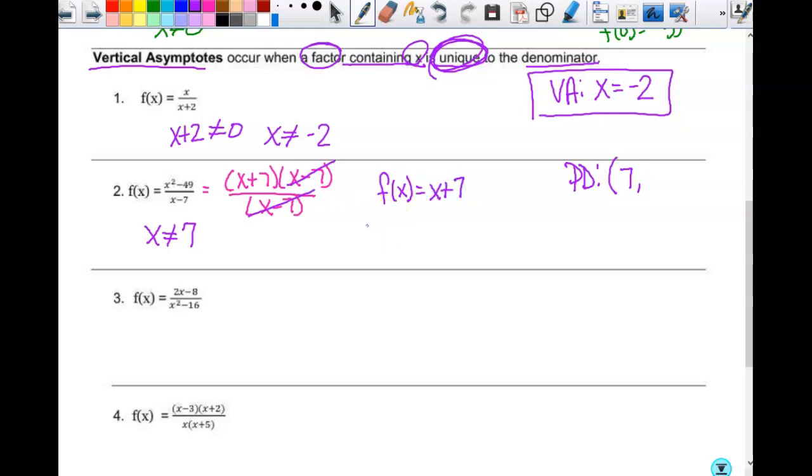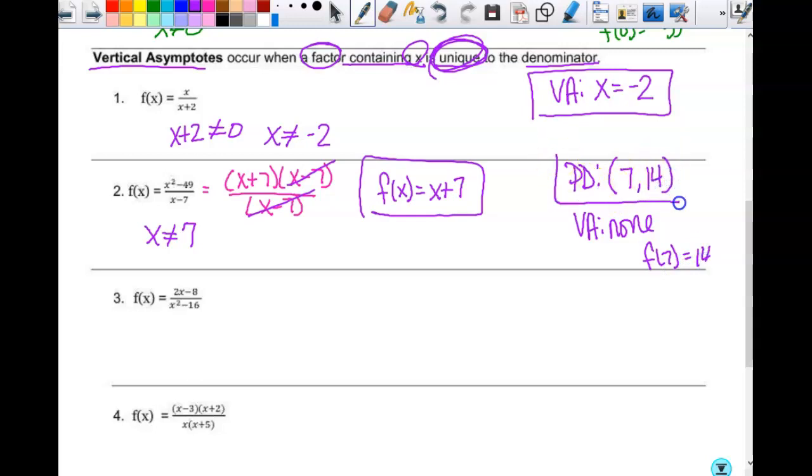Where did I lose you? Because I canceled it out. Because yes, there's something down there, but it's not unique to the denominator. And so that's what makes it a point discontinuity. So I'm going to graph a line. Do I have any vertical asymptotes? No. So vertical asymptotes, there are none. And then I have to find f of 7, which is 14. So I have a point discontinuity at 7, 14. And I know they didn't ask me for that either, but since we've already talked about it, we'll go ahead and write it in.